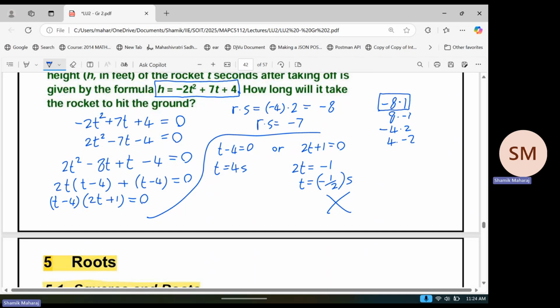If you plot this, it'll be a parabola that intersects at 2 points, and one of them will be negative a half. So it mathematically works, but physically, we can't go to that point.